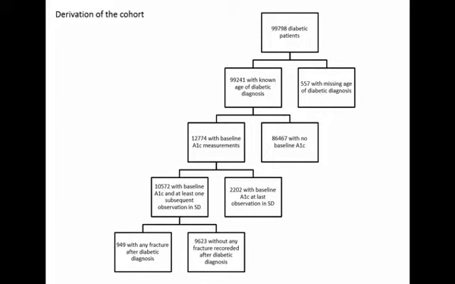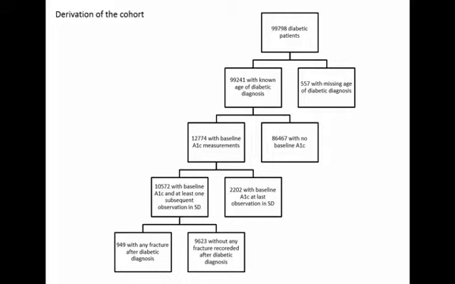We got down to about 13,000 people. Then we thought, well, we're doing follow-up data, so we want more than just one observation after A1C. So we got rid of another 2,000 people who only had one A1C in the system out of that 12,000. So we whittled it down some more, and then we ended up with the 10,500.